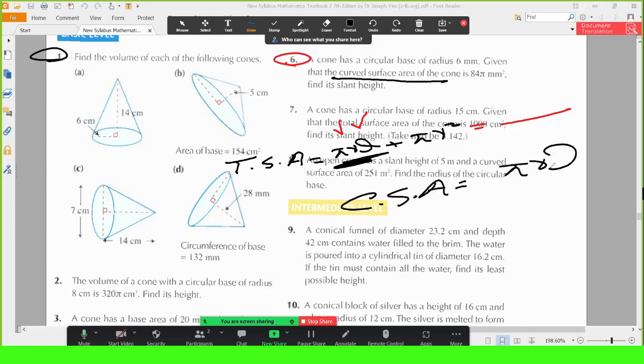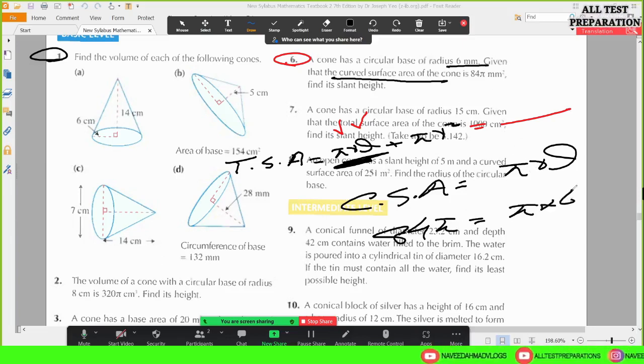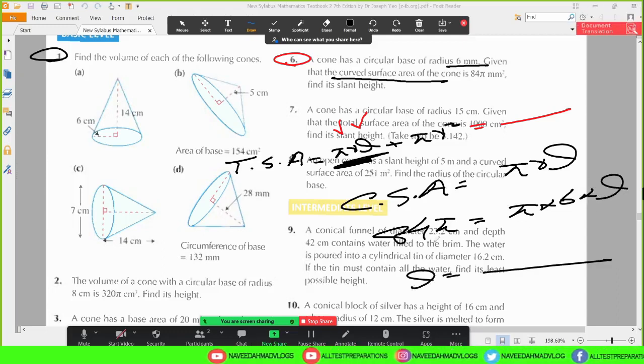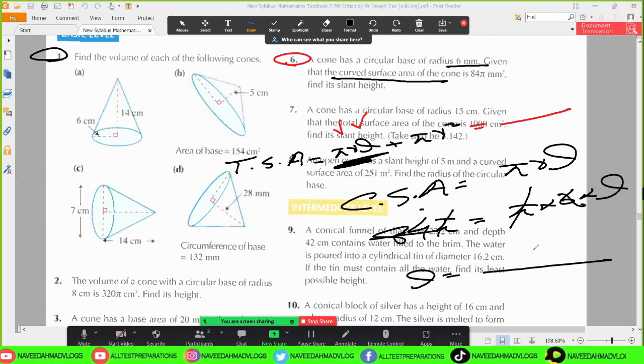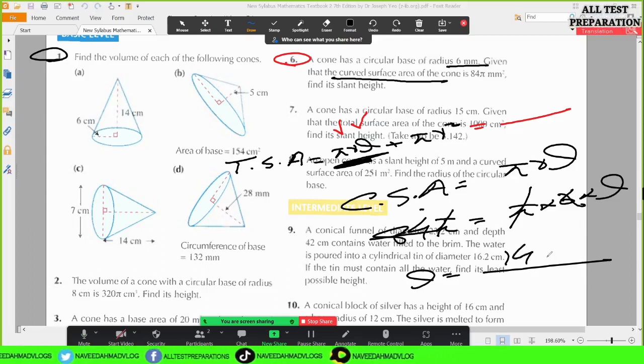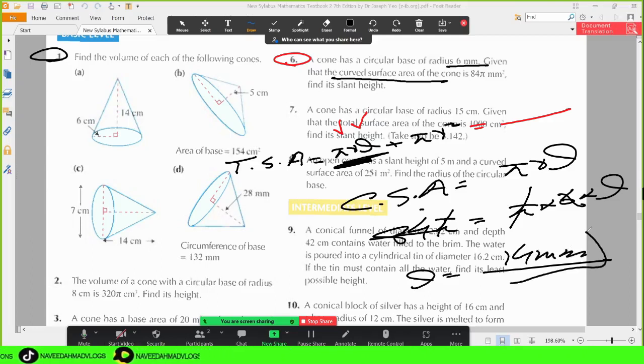Okay, so that is given to you, 84 pi. R value is 6 millimeter. So from this we will get the slant height. Okay, pi will cancel by this pi. So 6 times 1 is 6, 6 times 1 is 6, 7, 8, 6 times 4 is 24. For unit यहाँ पे आएगा millimeter. Okay, so this will be your slant height. Got it?